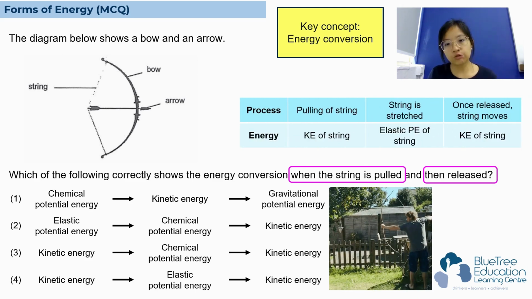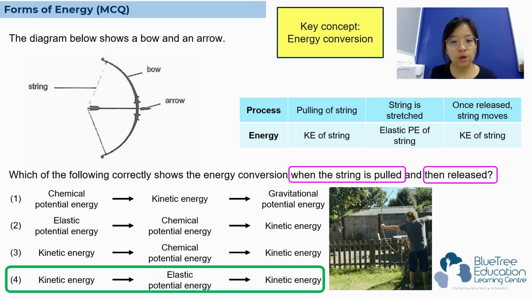So when you pull, the string will move, and that's why it's kinetic energy. When the string is being stretched, it has elastic potential energy. So when you release it, the string will then bounce back to its original position. Okay, and that will be kinetic energy. Okay, so with that, you will know that the answer is 4. Kinetic energy first, followed by the elastic potential energy and kinetic energy at the last.